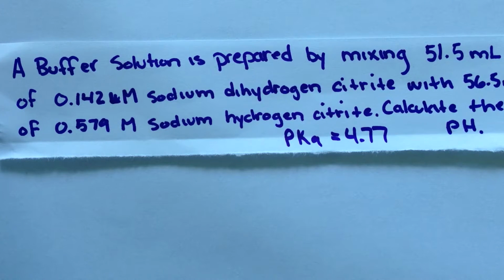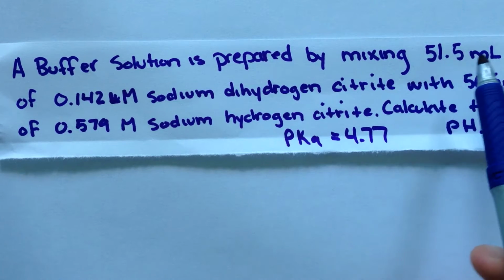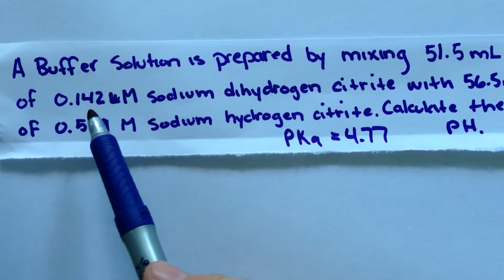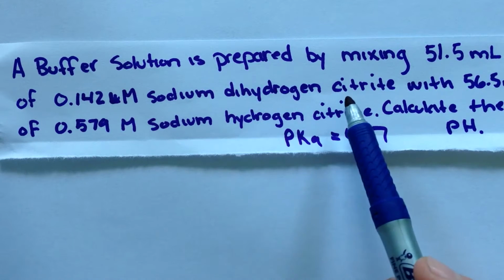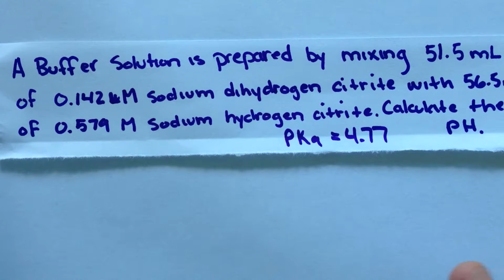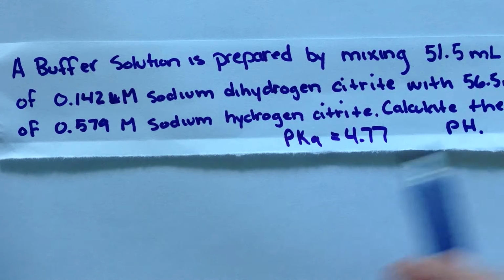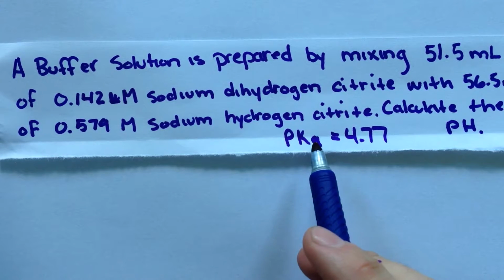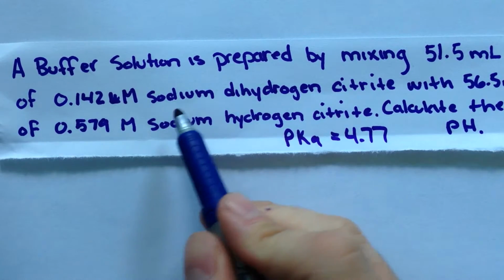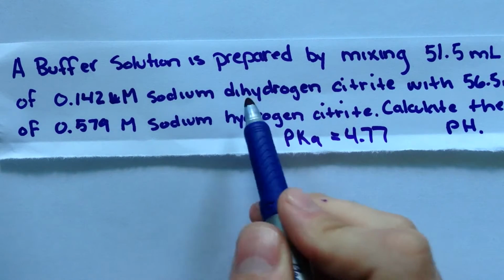Alright, so today we're going to be looking at the question here. A buffer solution is prepared by mixing 51.5 milliliters of 0.142 moles of sodium dihydrogen citrate with 56.5 milliliters of 0.579 moles of sodium hydrogen citrate. Calculate the pH. We're given our pKa value of 4.77, and that's associated with sodium dihydrogen citrate.